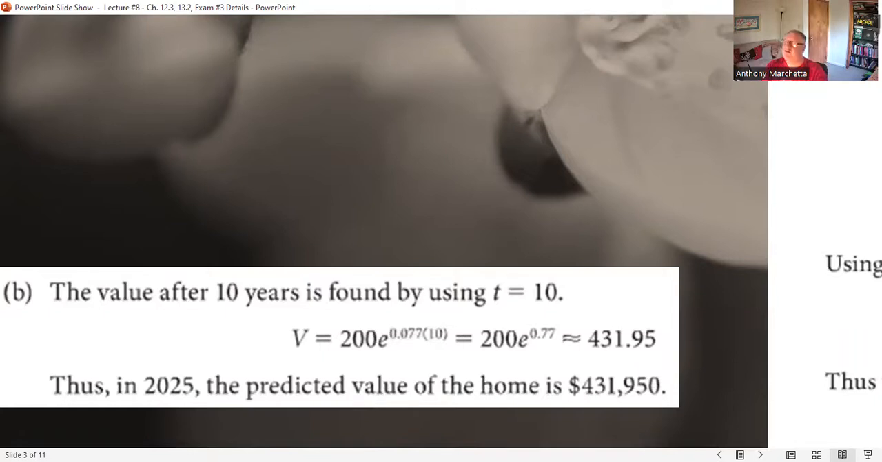But remember, we are giving v in thousands. So 431.95 thousands means to move the decimal point 3 spots to the right, just like this. Here's the decimal point. Go 1, 2, 3. That's the reason why we have an answer that looks like this, 431,000.